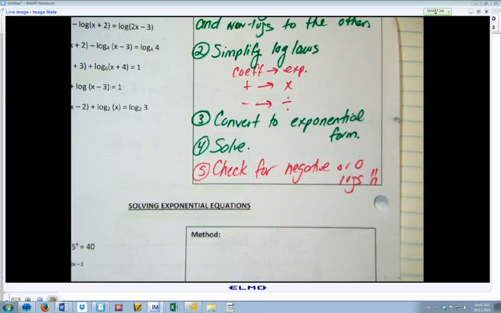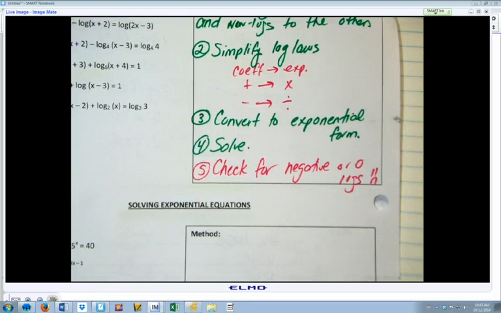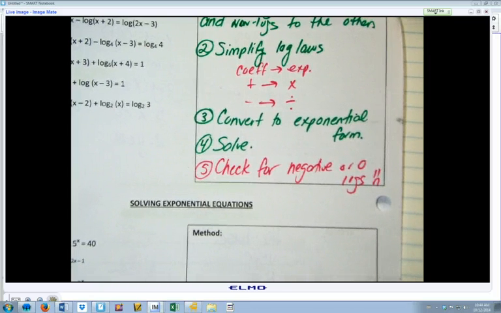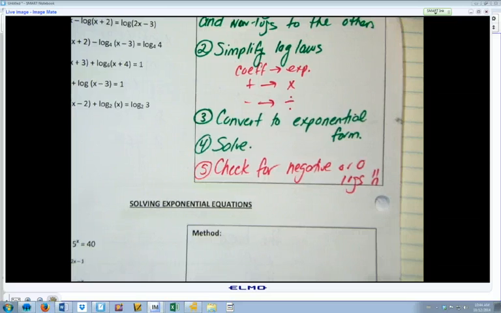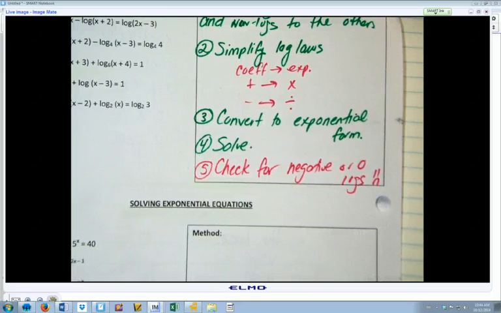Out of the last 12 years of provincial exams, all but 1 has had a question where the answer doesn't work in the end, because they want to know if you're checking it.